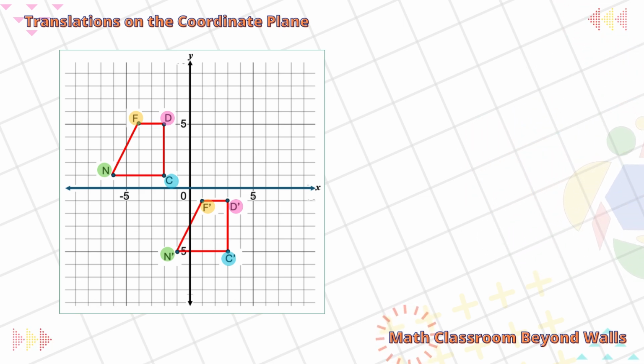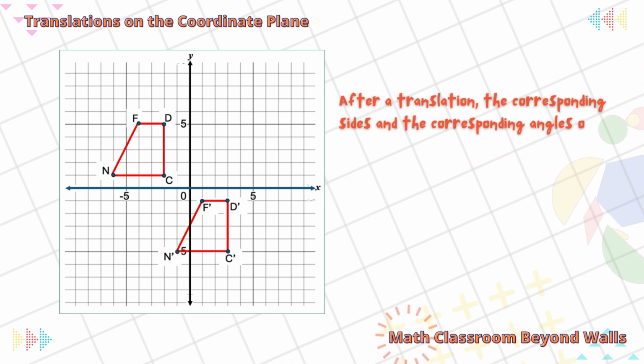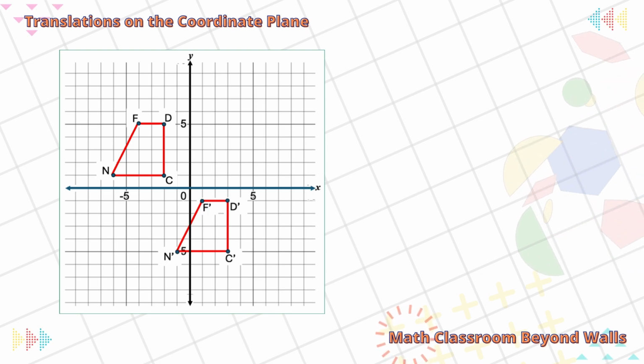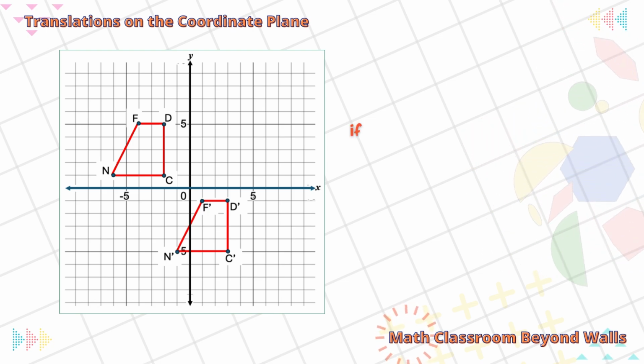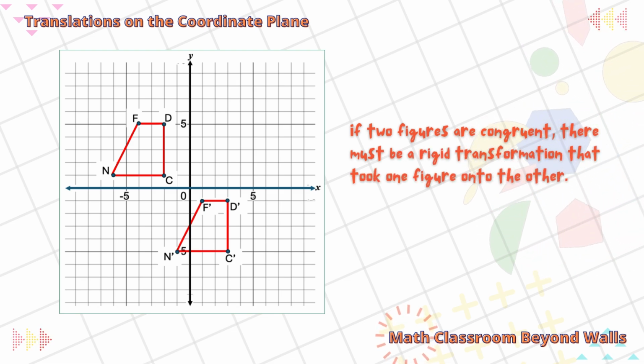You have to remember this, learners. After a translation, the corresponding sides and the corresponding angles of the preimage and the image are congruent. The previous statement strongly suggests that if two figures are congruent, there must be a rigid transformation that took one figure onto the other, right? Here, that rigid transformation is translation.